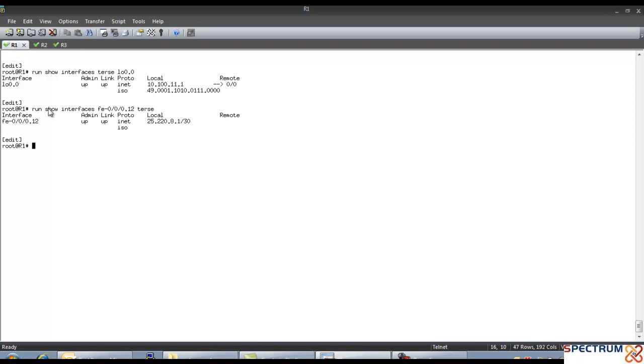Now we have to configure the protocol ISIS. R1 is currently forming a level 1 adjacency with R2, so we have to disable the level 2 on interface FE0/0.12 because by default the interface is enabled for both L1 and L2. So we have to disable level 2 because this interface is currently forming a level 1 adjacency. Similarly, we have to configure the loopback interface also under protocol ISIS to work.